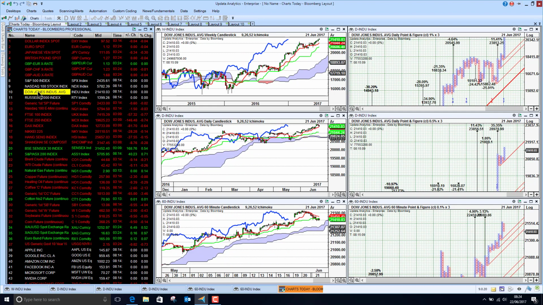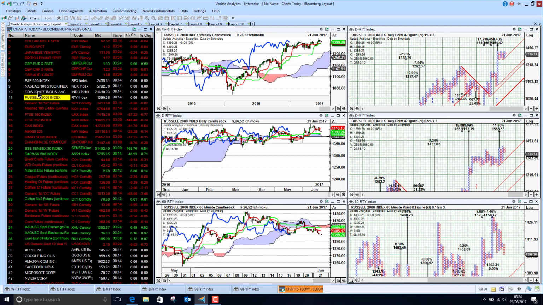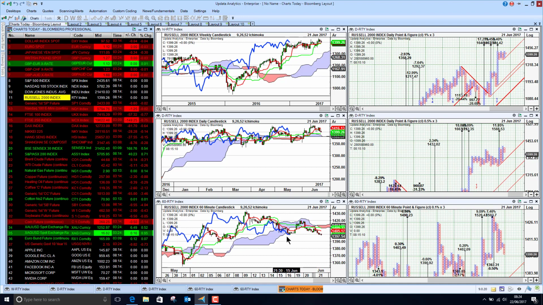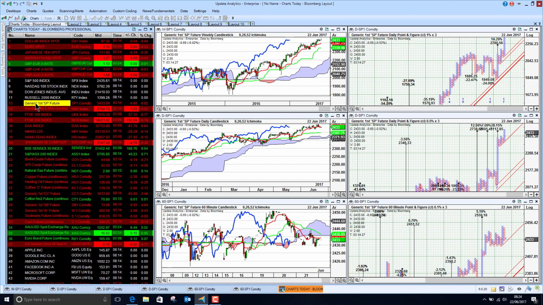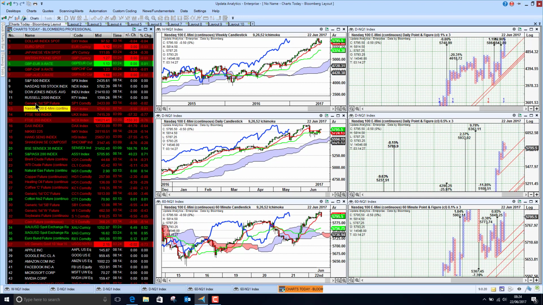Dow Jones, much the same thing. The weekly chart shows the new highs we've been seeing, bullish on all three charts. The Russell 2000 is just coming off a little bit, so the broader market is not quite as strong. The S&P future is down very slightly this morning, and the Nasdaq E-mini the same, virtually unchanged, so no real heads up as to which way the market will open.